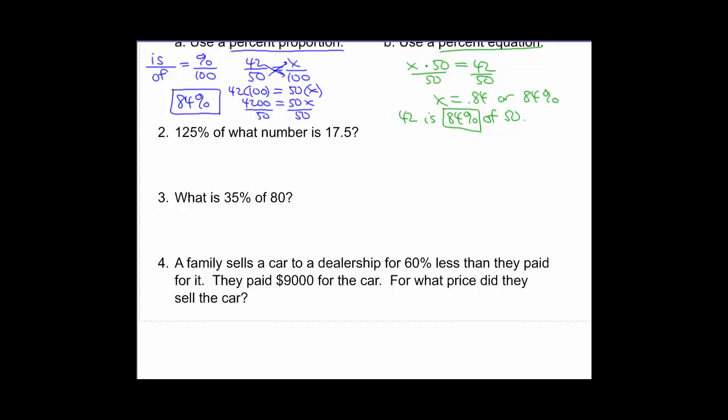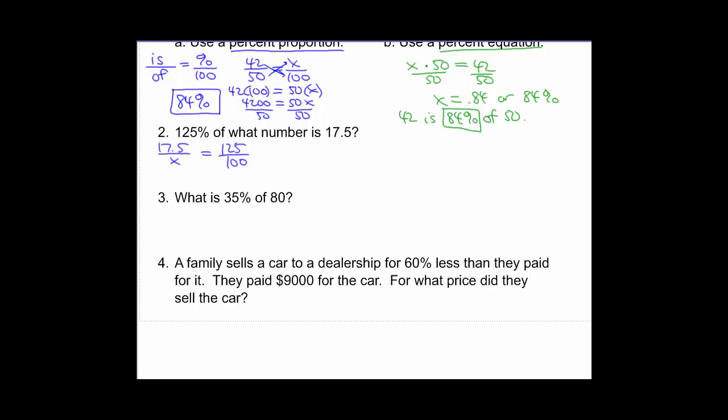125% of what number is 17.5? Looking for the word is to do the percent proportion method, I find 17.5 follows the word is. So 17.5 goes on the top left. Of, following that, says what number? So that's my x. Is over of: 17.5 over x equals, and then I have 125%. So my percent number is 125, and that goes over 100.